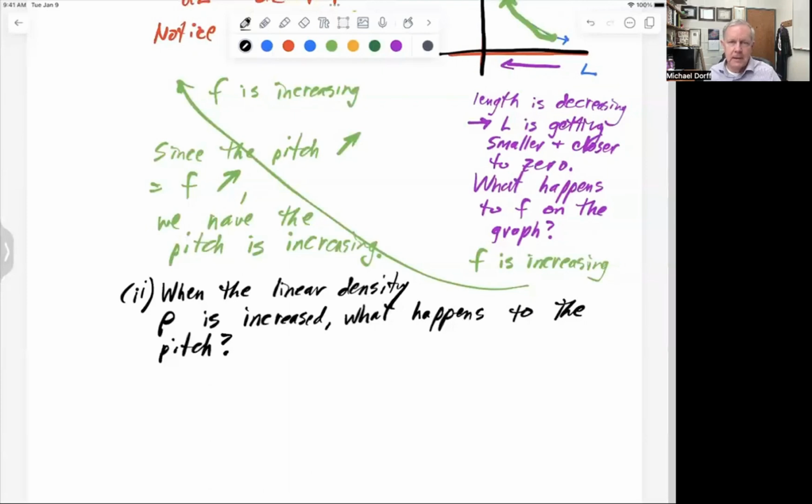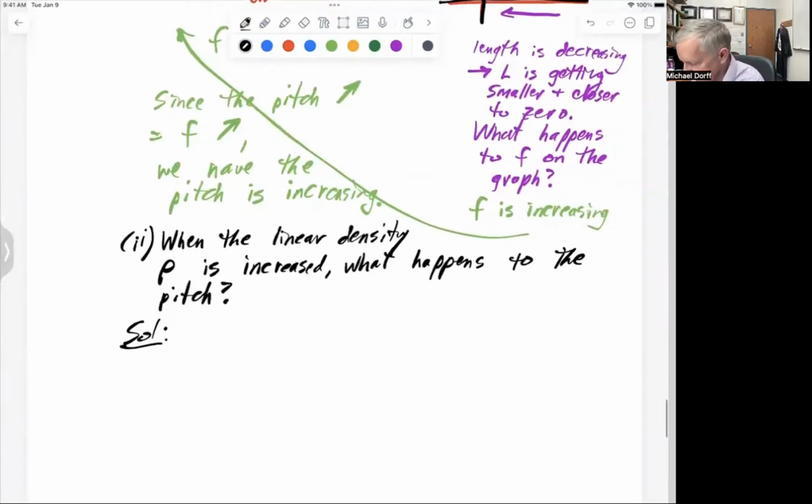The thicker the string is, the lower the pitch. So if I'm increasing the linear density, that means my thickness of the string is increasing. What should happen to the pitch? It should get lower. So the lower notes that are played by a string are the ones with an increased density. How does that relate then with what we've got here in calculus?